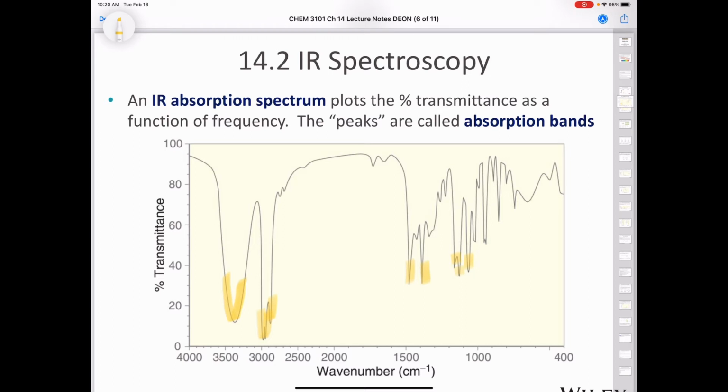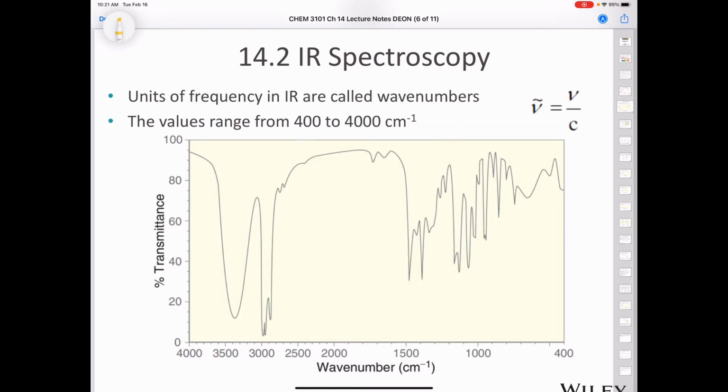The location of each signal, or absorption band, on the spectrum can be specified either by the corresponding wavelength or by the corresponding frequency of radiation that was absorbed. Several decades ago, signals were reported by their wavelengths, measured in micrometers or microns. Currently, the location of each signal is more often reported in terms of a frequency-related unit called a wave number.